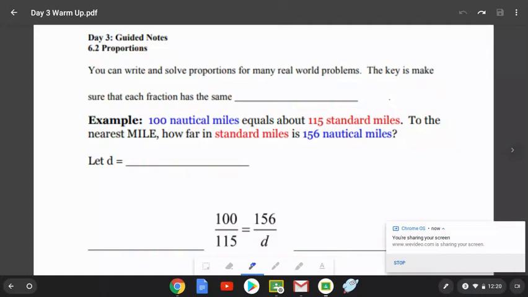Welcome to Unit 8, Day 3, where we're still talking about proportions. In this particular lesson, we're talking about proportions in real-world problems. There is one key to make sure that when you set up these problems, you have the same things on top as you do on bottom. So the key is to make each fraction the same on top and bottom.